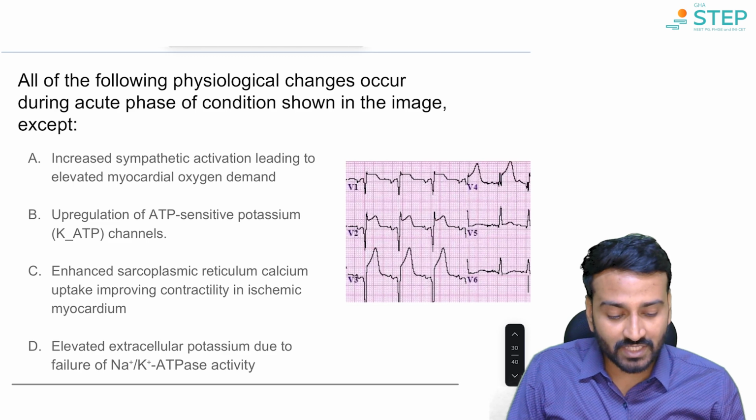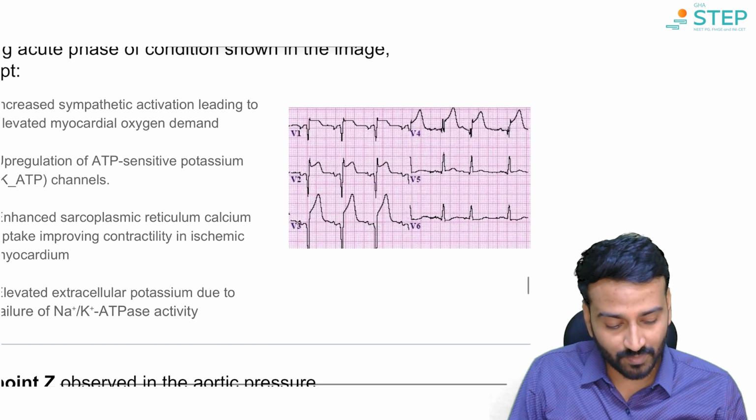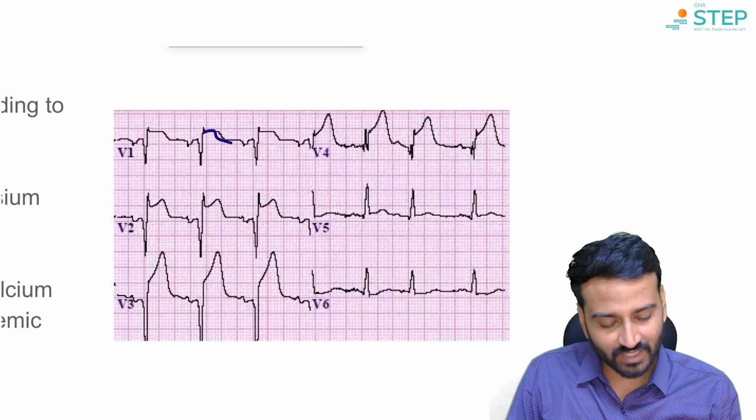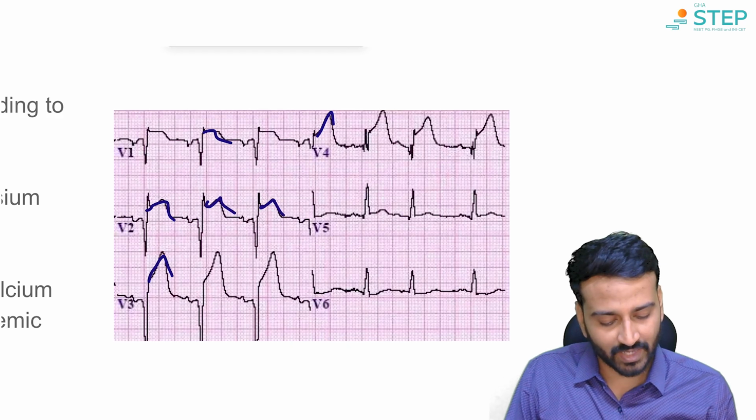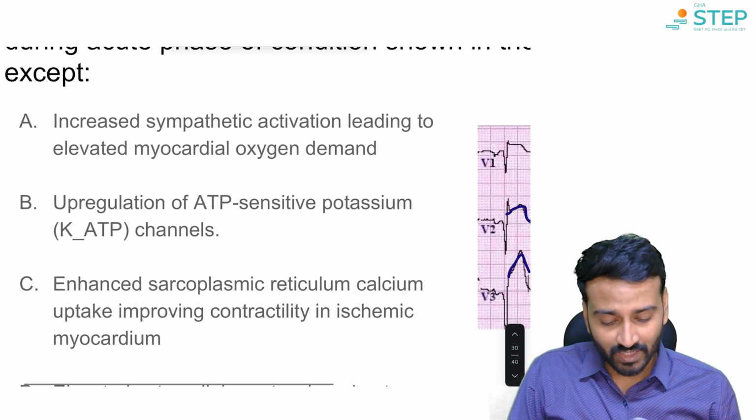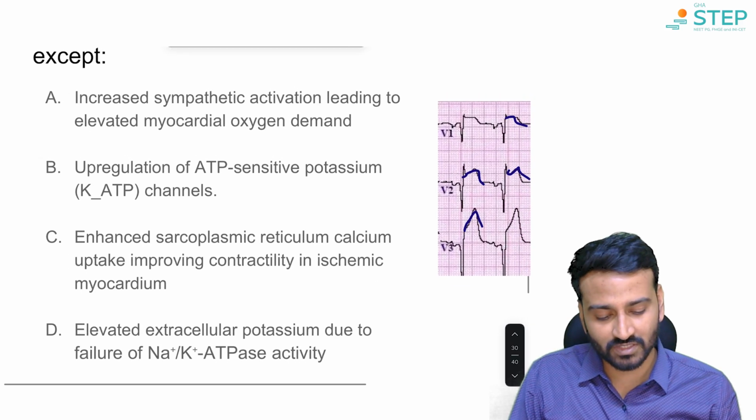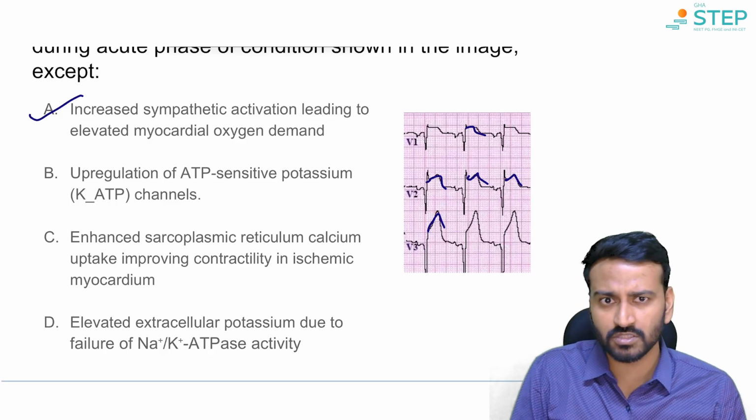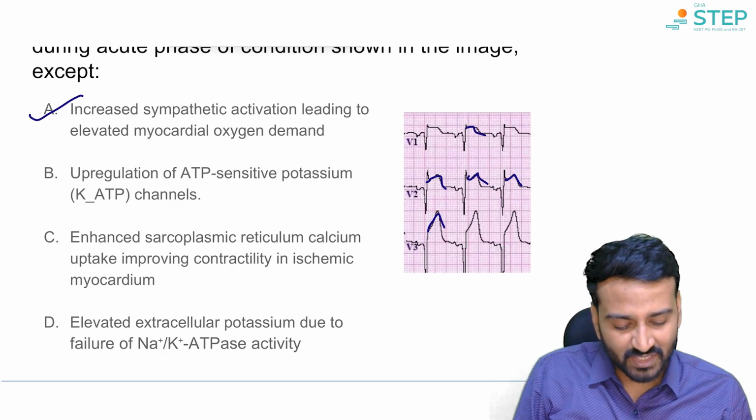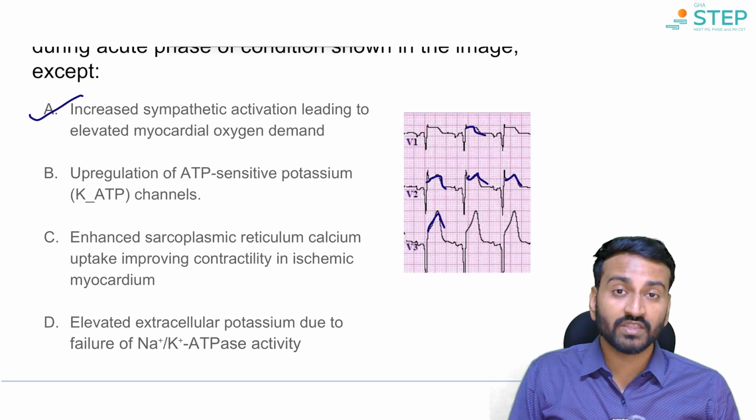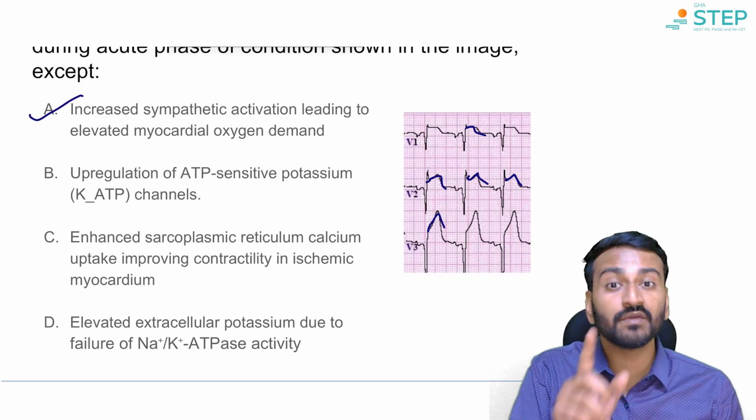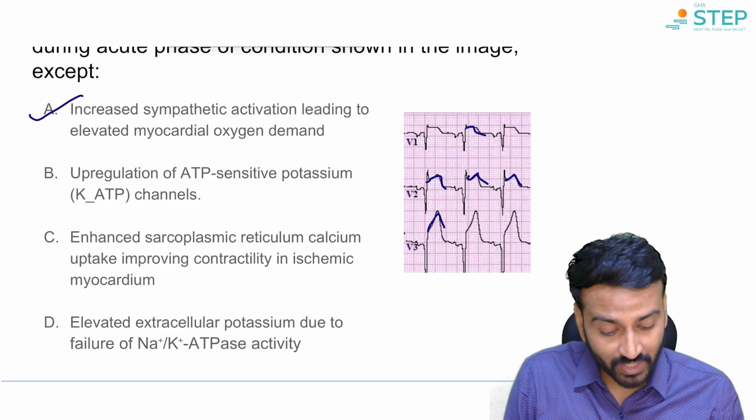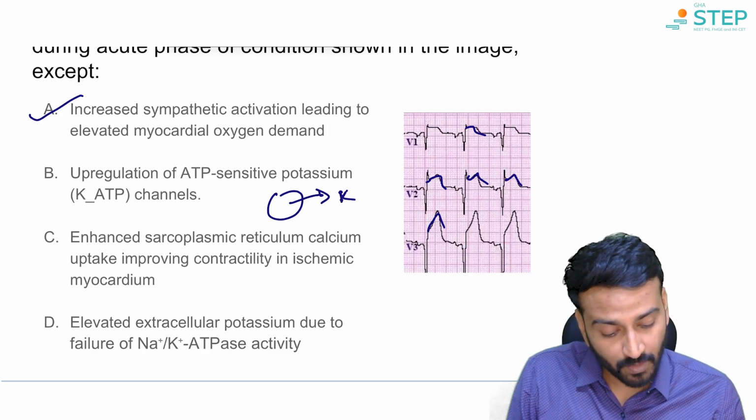All of the following physiological changes occur during the acute phase of the condition shown in the image. This is a classical MI. Anybody can diagnose. See here, ST elevations. So here, increased sympathetic activation leading to elevated myocardial oxygen demand. Yes, it will lead to sympathetic activation and increase myocardial oxygen demand. Upregulation of ATP sensitive potassium channels. Yes, when there is ATP depletion, these channels will open up and there is more efflux of potassium from the myocytes.